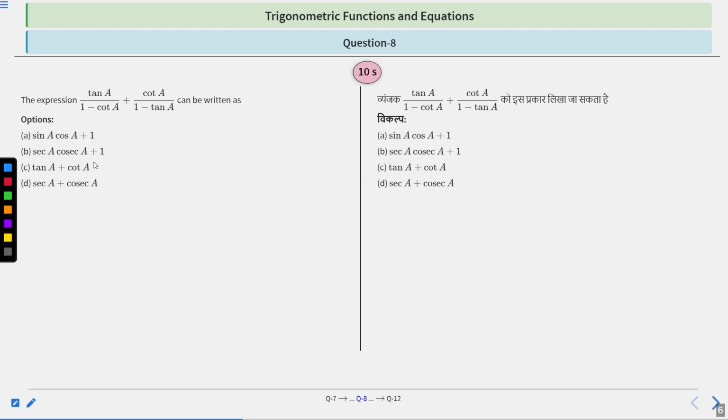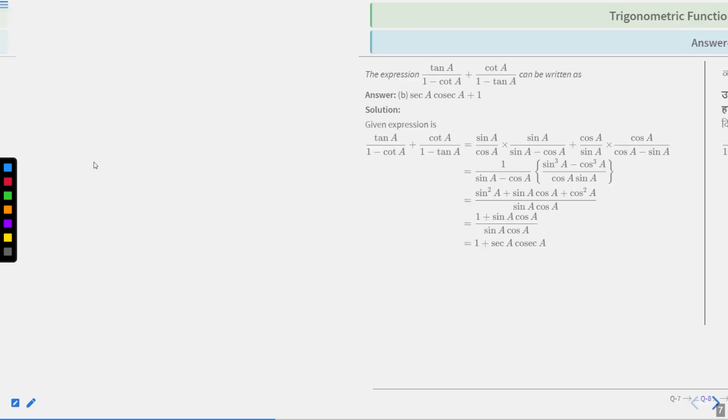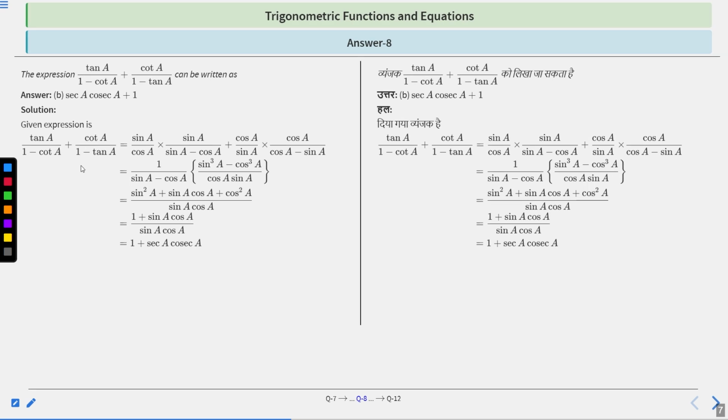You have 10 seconds to solve or think about this question. After 10 seconds, we will discuss the solution. Okay? Let's move to the solution part.